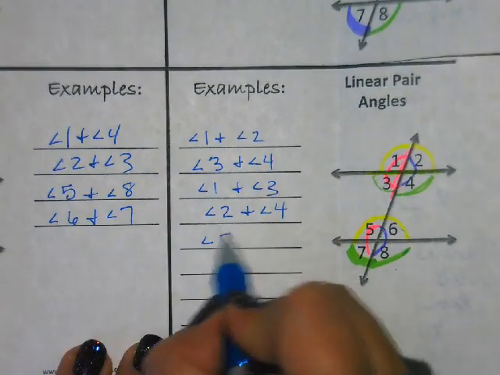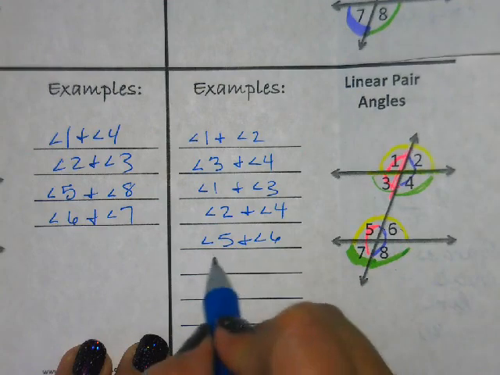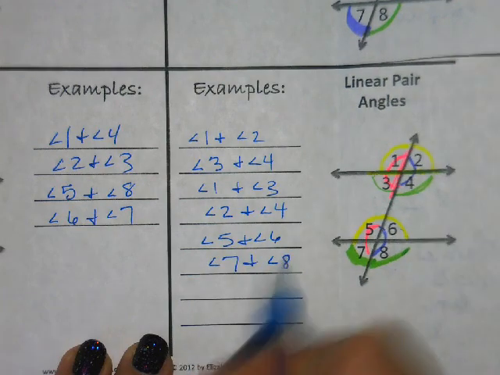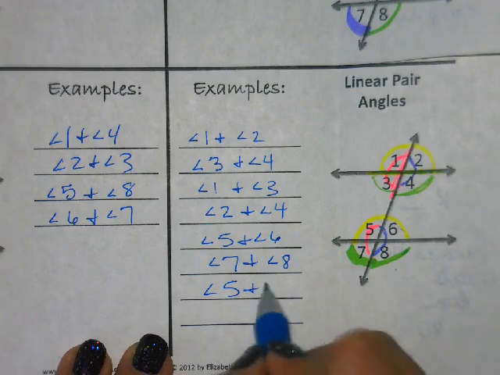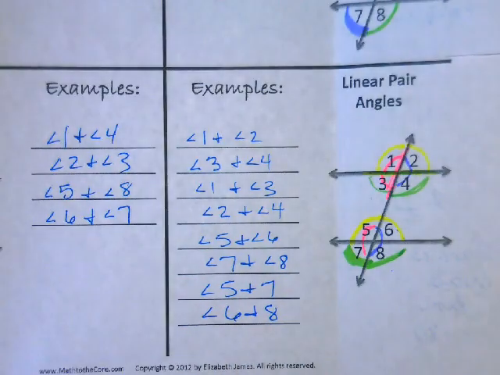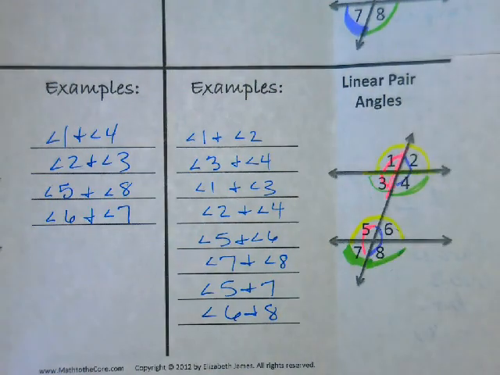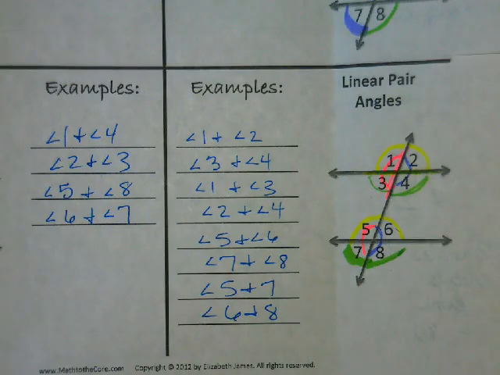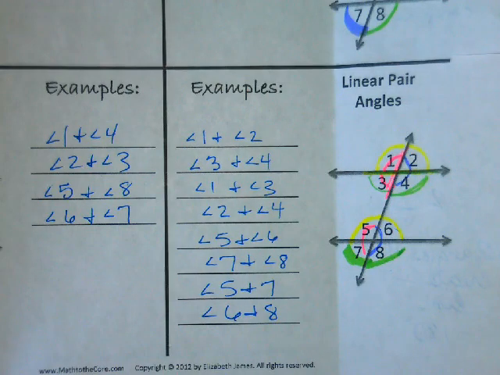So we can say 5 and 6, 7 and 8, 5 and 7, and 6 and 8. So hopefully that is a little bit helpful. And again, straight lines equal 180 degrees. So that's going to be a very beneficial piece to you. We're also going to do one more folding in class, and we'll finish some more definitions.